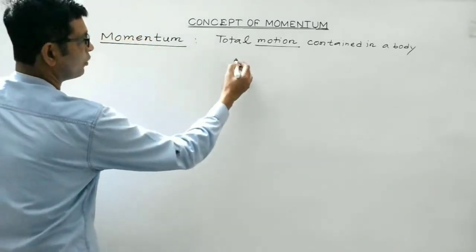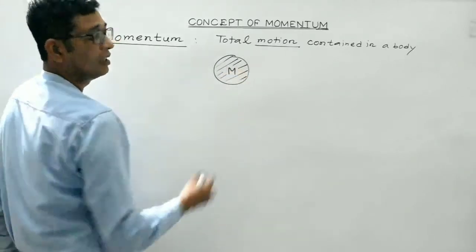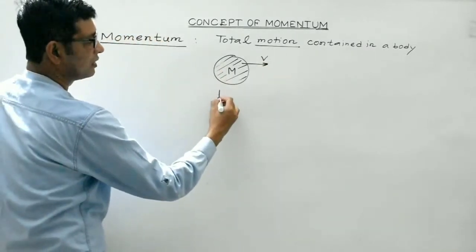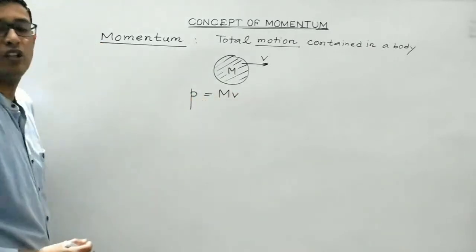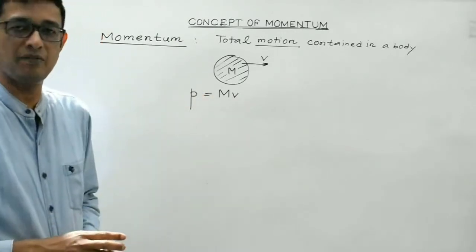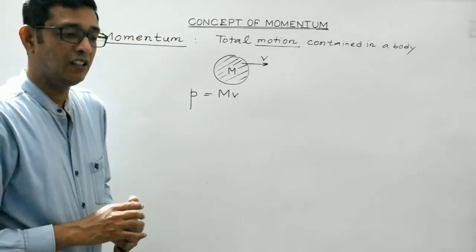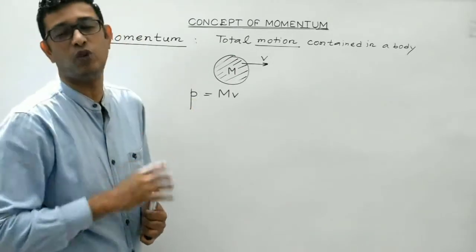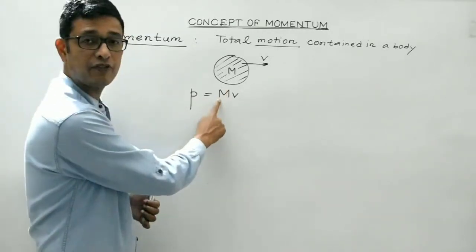For example, suppose this is a body of mass m, and suppose it is moving with velocity v. Then its momentum is given by mass into velocity, and momentum is represented by the small letter p. This is the notation we use for representing momentum. Again, I repeat: qualitatively, momentum of a body is the net amount of motion contained in the body.